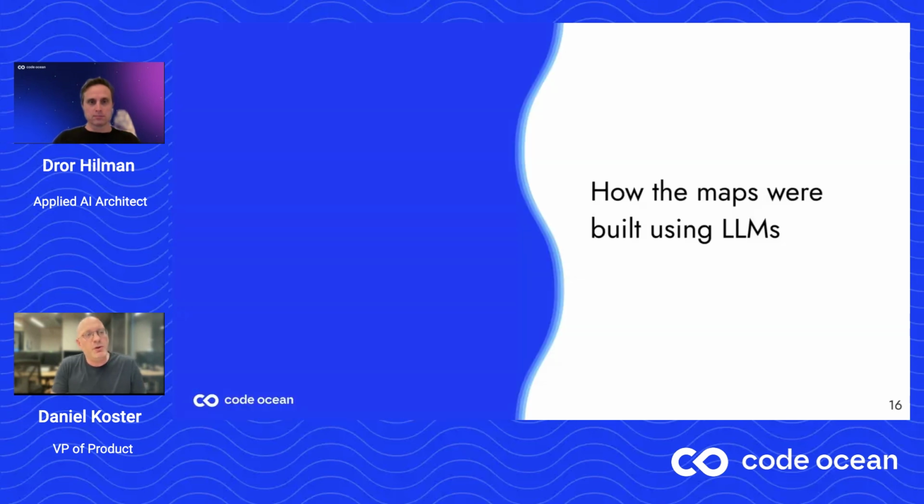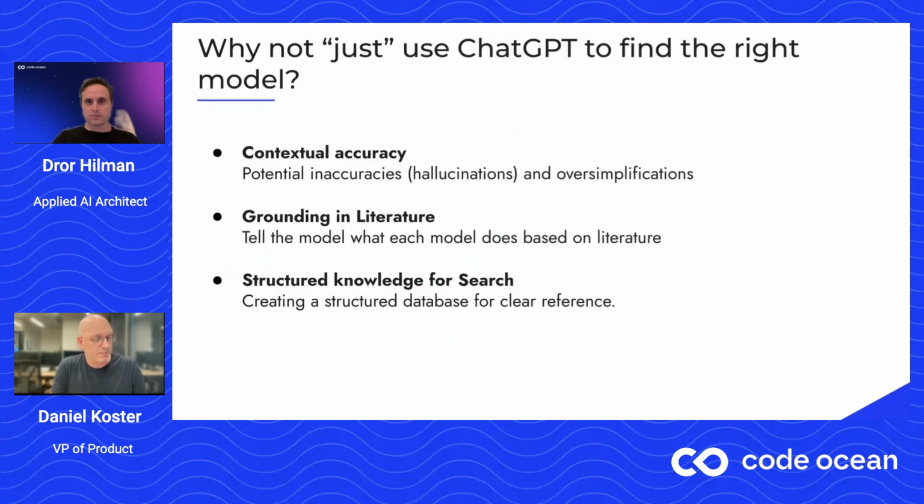Now we're going to show you how we built this map using foundational models. When we thought about creating a database, a map of all the foundation models, you might ask, maybe you can just ask ChatGPT to find the right model for you. In some cases you can, but we found that ChatGPT, and GPT-4 in particular, is very, very creative. So you get a lot of hallucinations and oversimplification, so you want to ground it in the literature.